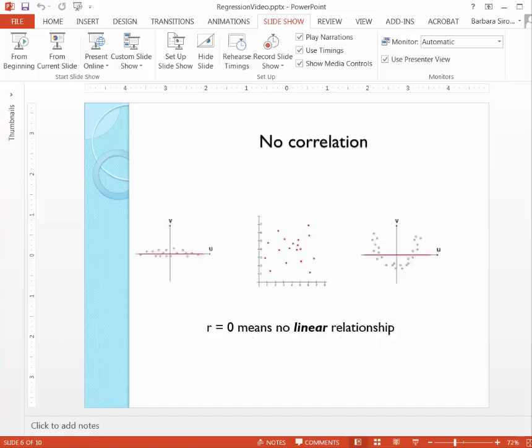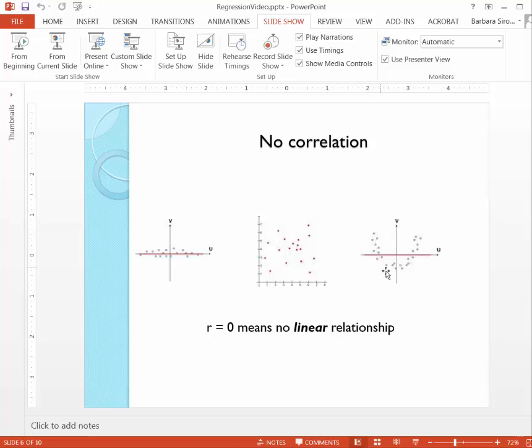Finally, let's take a look at no correlation, and that can have different looks. We can have something like this where the points are kind of evenly spread right to left on the line. That would be no linear relationship. Or here we have points just sort of spread all over the place. That would be no linear relationship, or an r of 0.